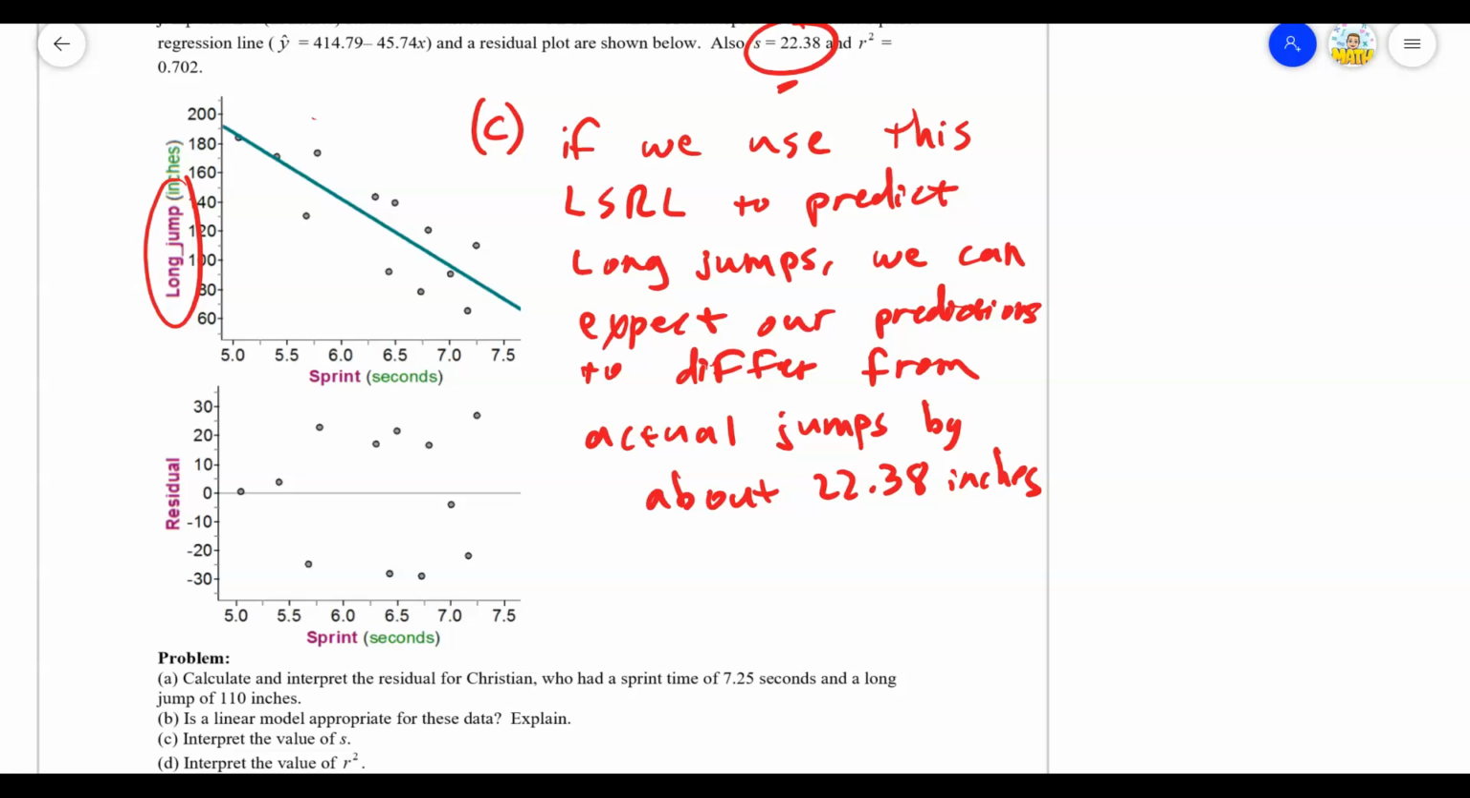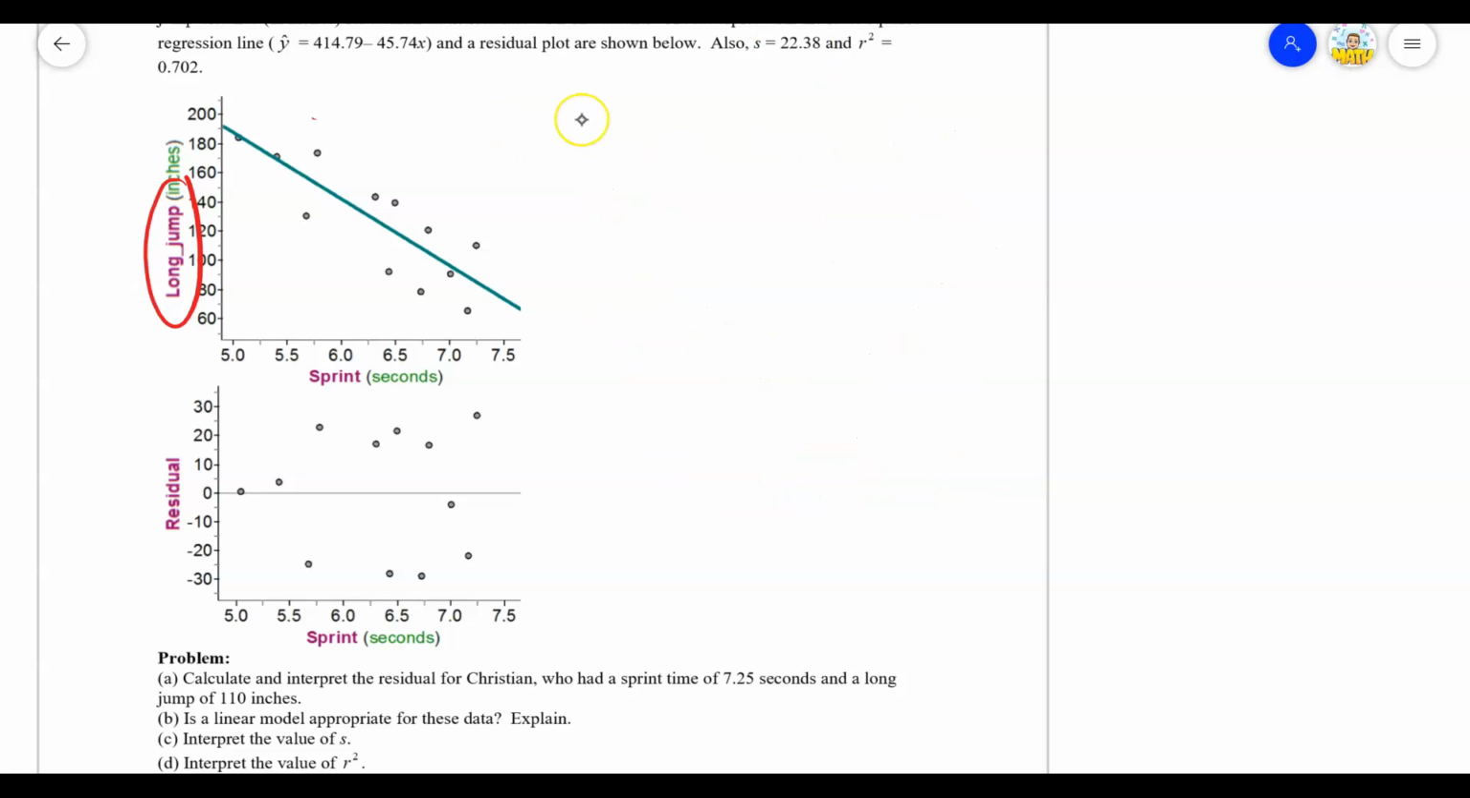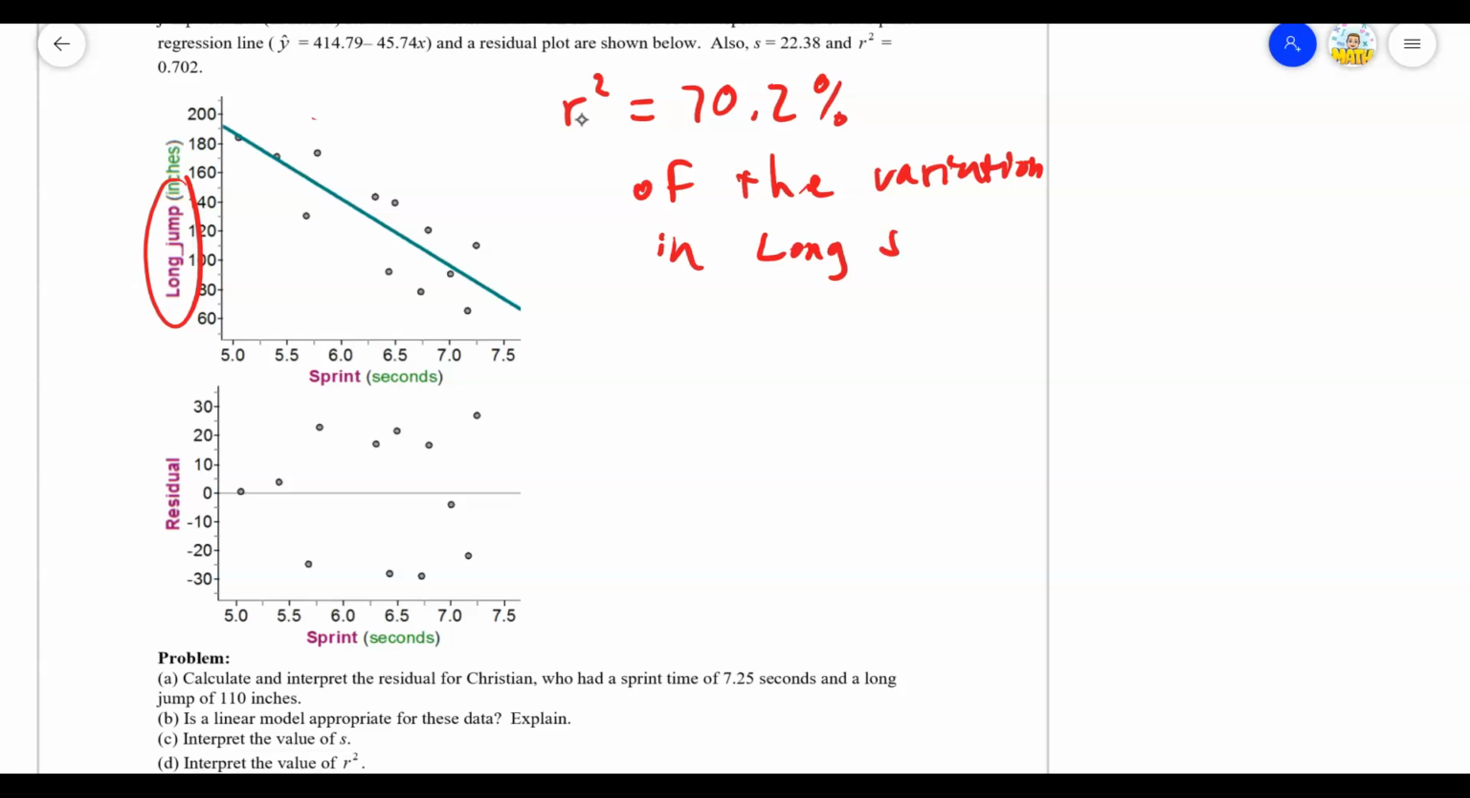R squared. Okay, let's look at what the R squared value is, and then we're going to interpret it. So they tell us that R squared is 0.702. I'm going to articulate that as 70.2%. Okay, so 70.2% of the variation or change in long jump is explained by sprint time.